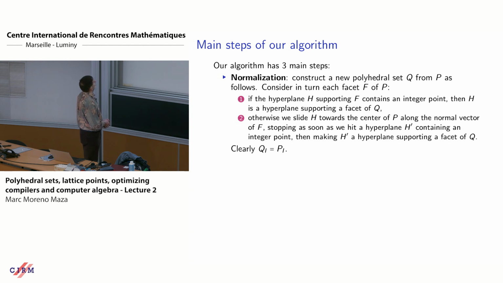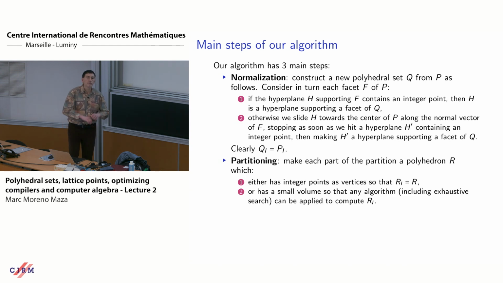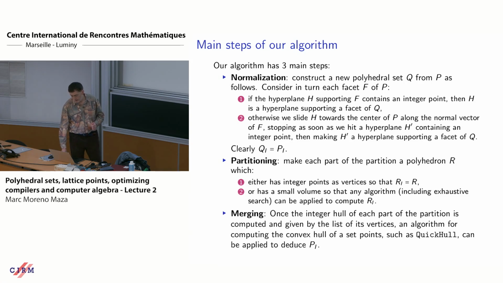But to summarize, the algorithm has 3 steps. There is this normalization step where we slide the facets toward the center until we are certain that their supporting hyperplanes contain integer points. Second step, we compute a partition. This partition consists of a big part, the red part on the previous picture, which is its own integer hull, and then some small regions that we have to explore by brute force. And after that, we run an algorithm like QuickHull to determine, finally, the vertices of the integer hull of the input polyhedron.